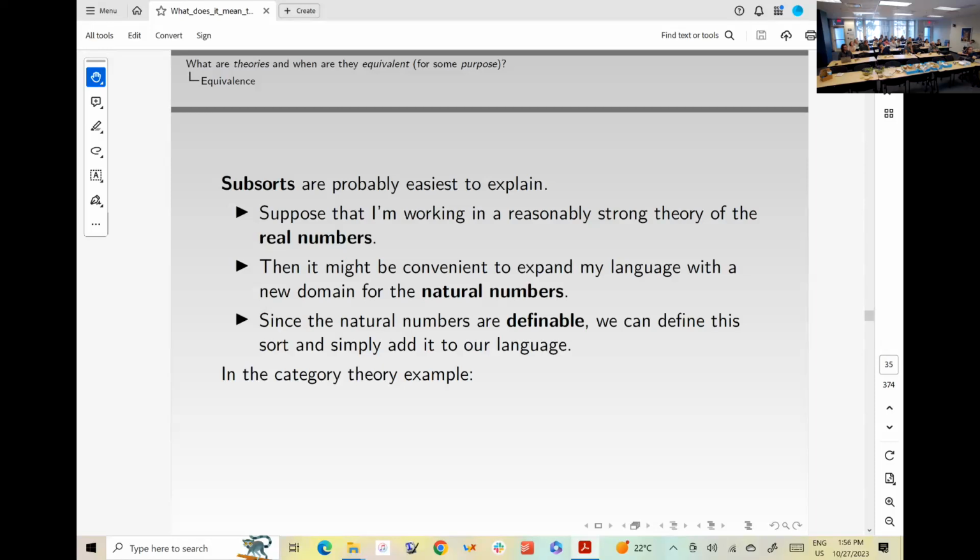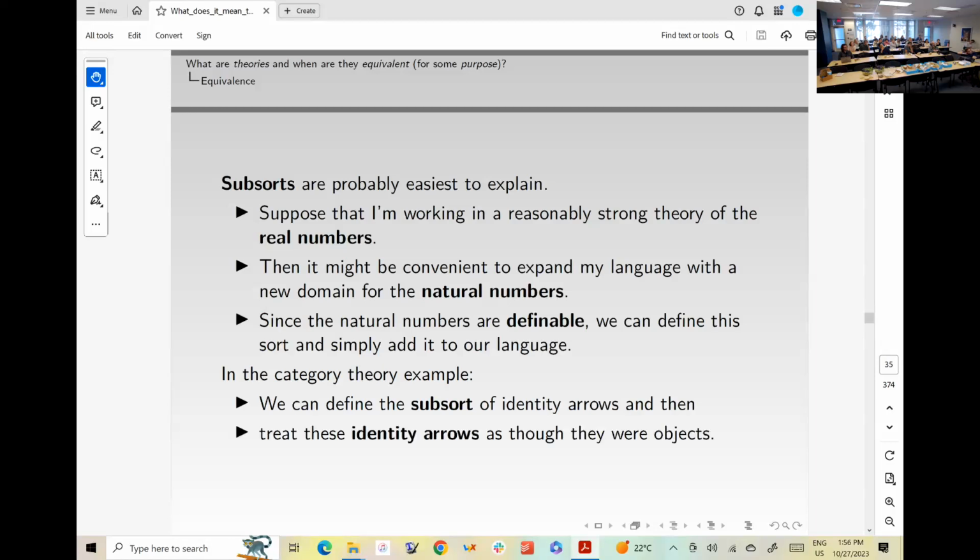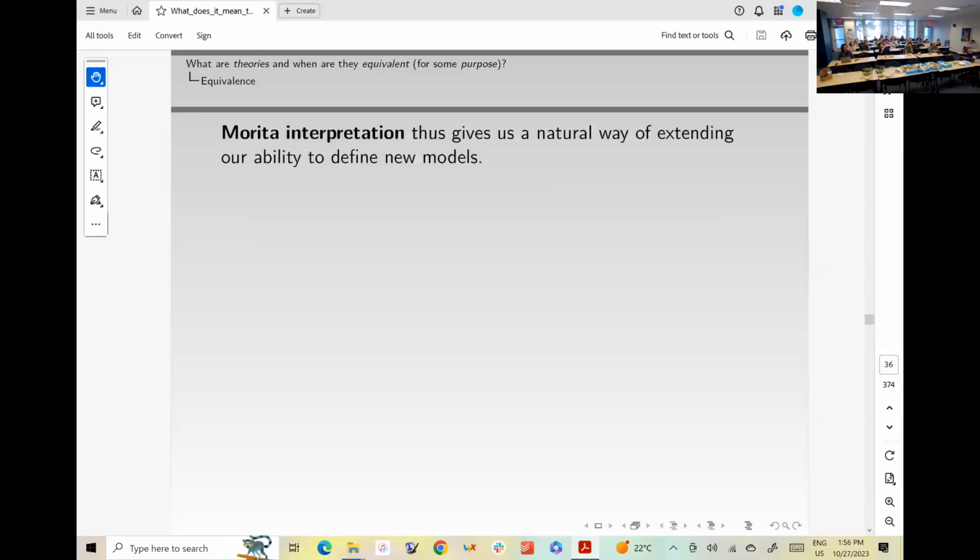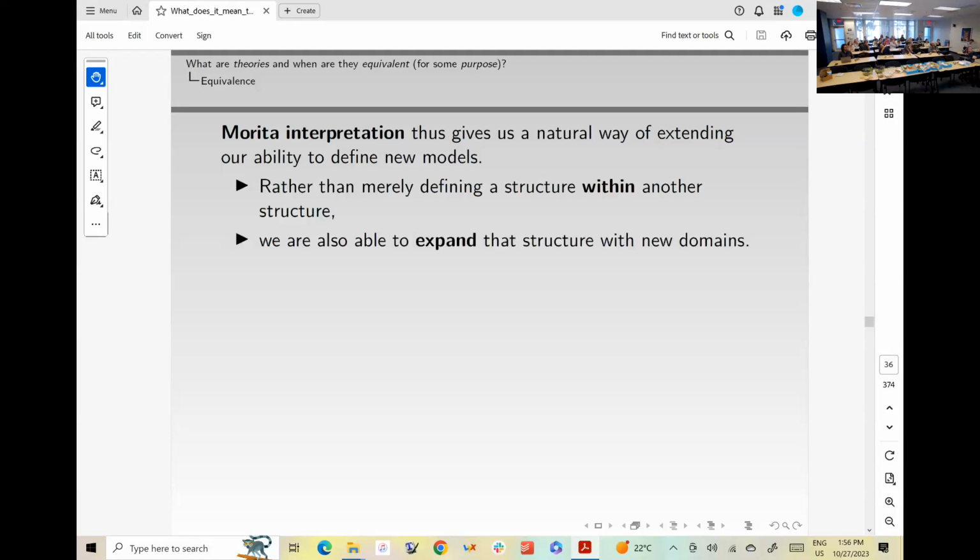In the category theory example, there's a simple way to fix this. So we can define the subsort of identity arrows, then we're just going to treat those things as though they were objects. Okay. So Morita interpretation gives us a natural way of extending our ability to define new models. Rather than merely defining one structure within another, we're able to expand the structure with new domains or sorts.